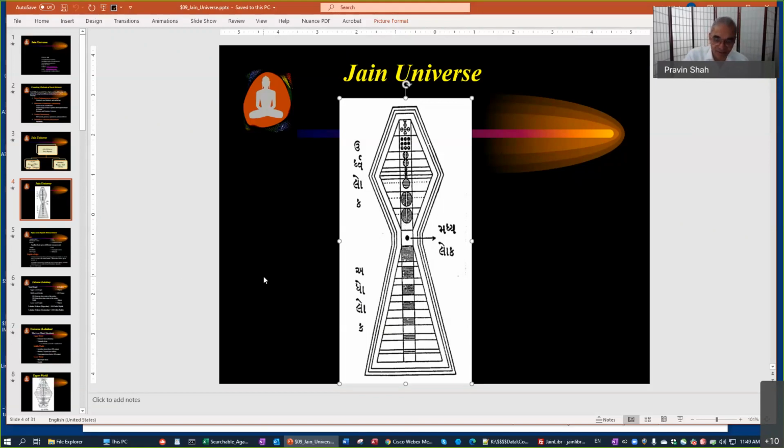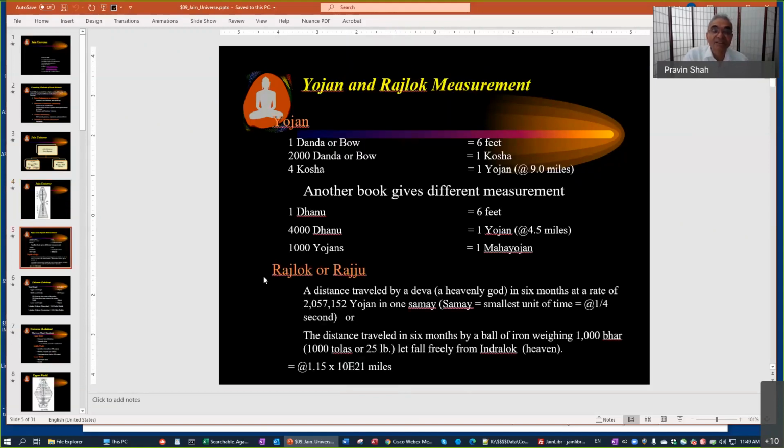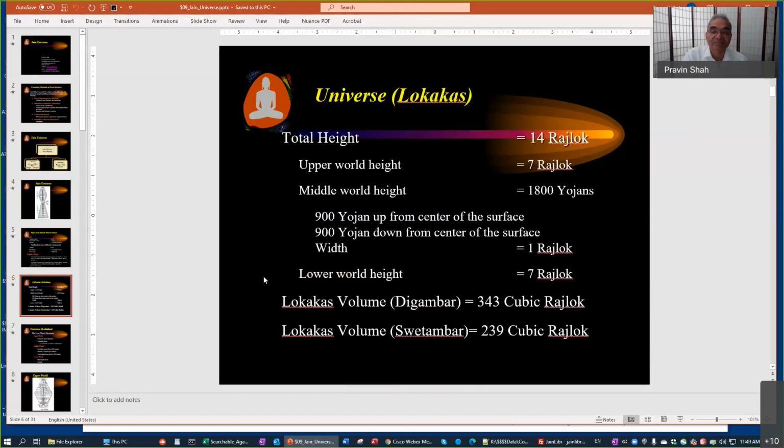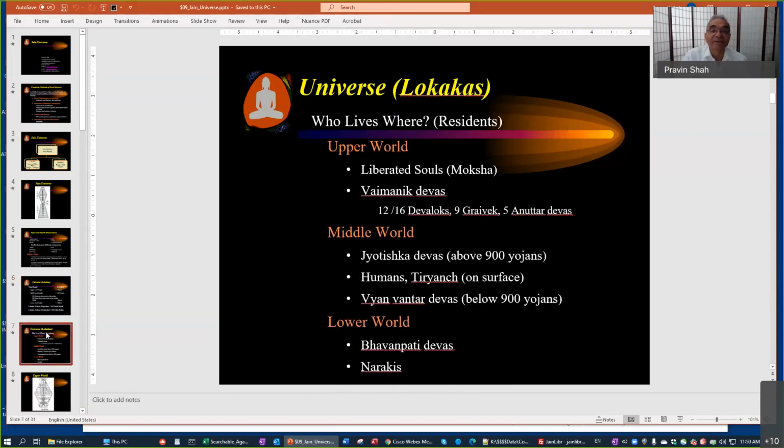Now, the other one we discuss is the Lokakash and the lower world, which is the 7 Rajlok, the 7 hells. That is the lower world. I hope we will be able to finish all these things, or whatever is not done, we'll do next time before we start the new topic. All right. Now, next one.